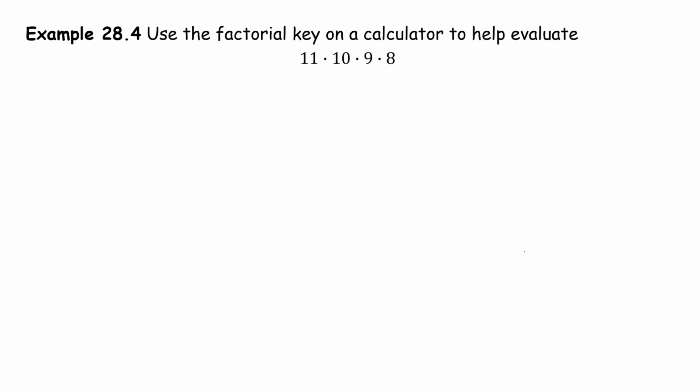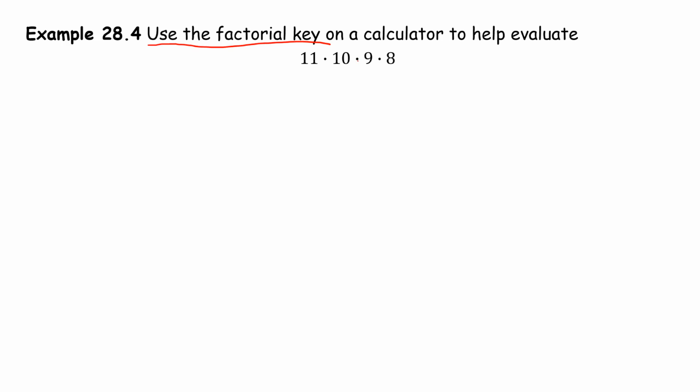Okay, so this is a very simple example to show how you would write a complicated expression more simply using factorials and using what we just learned about canceling in fractions. So you've got 11 times 10 times 9 times 8. And the question is, how would you use the factorial key on your calculator to evaluate that? Well, it doesn't have a factorial in it. And it's not 11 factorial because it's missing a bunch of the numbers.